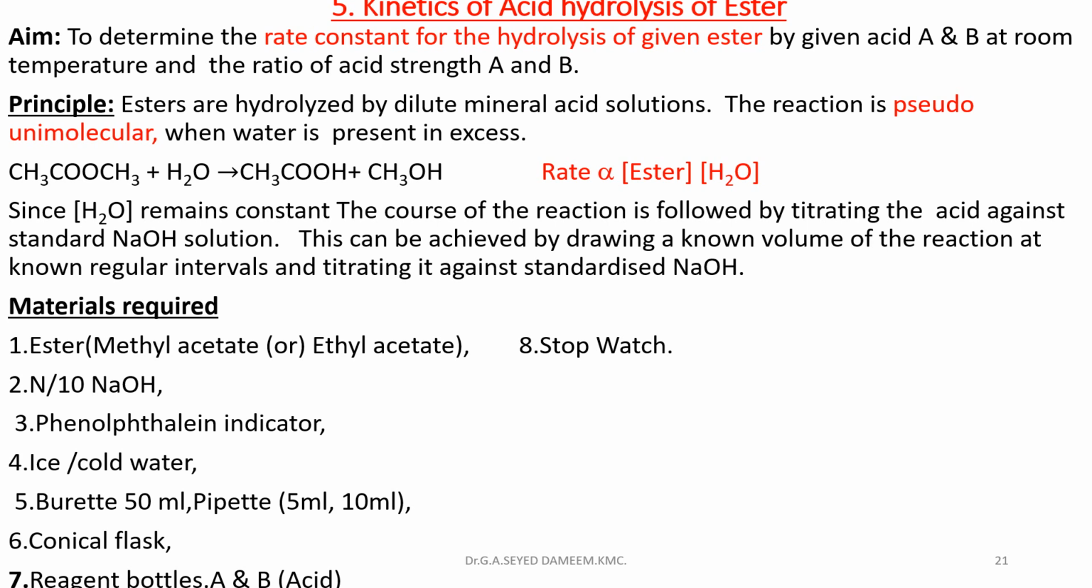The materials required for this experiment are: first, an ester, either methyl acetate or ethyl acetate; another one, 0.1 N sodium hydroxide; phenolphthalein indicator; ice and cold water; a 50 ml burette; 5 ml and 10 ml pipettes; conical flasks; and reagent bottles with acid A and acid B, two bottles.